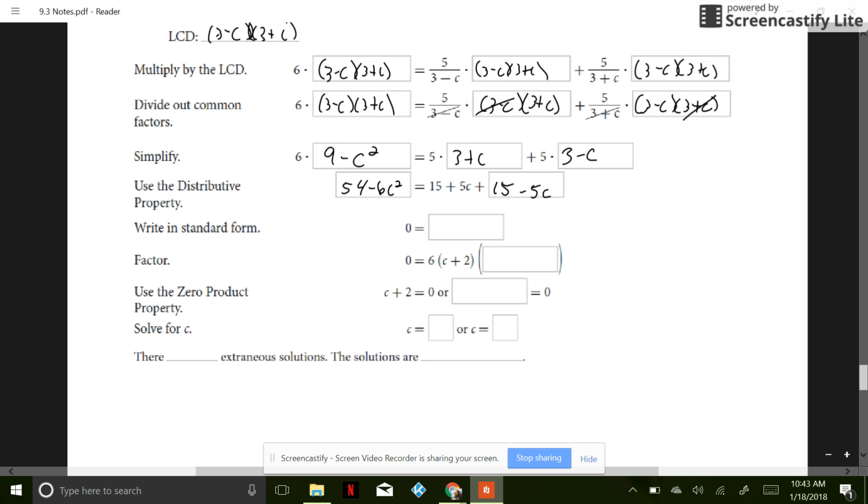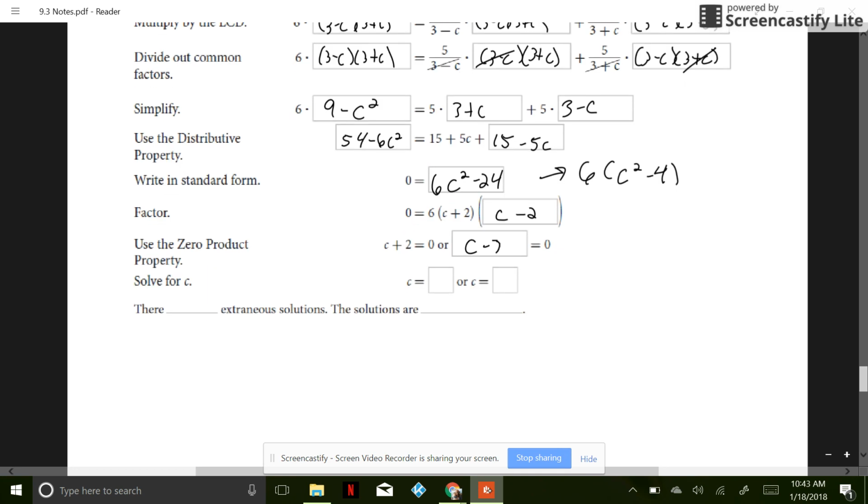So solving this out, we can move everything to one side. We'll end up with 6c squared minus 24. This factors to 6 times c squared minus 4, which is a difference of squares: c plus 2, c minus 2. So those are our factors here. We set each of these equal to 0. We'll end up with values of c is negative 2 or c is positive 2.